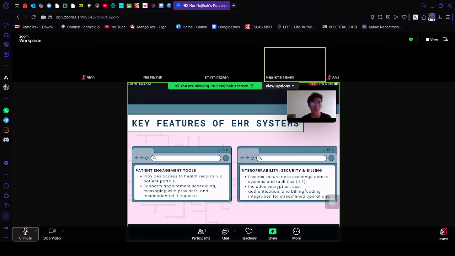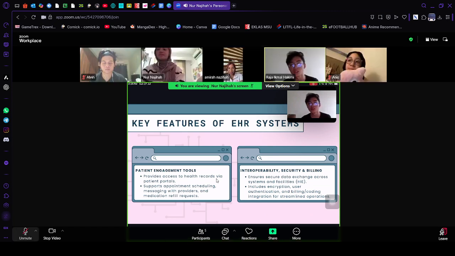And lastly is interoperability, security, and billing, where it ensures secure data exchange across systems and facilities. And it also includes encryption, user authentication, billing, and coding integration for streamlined operations.